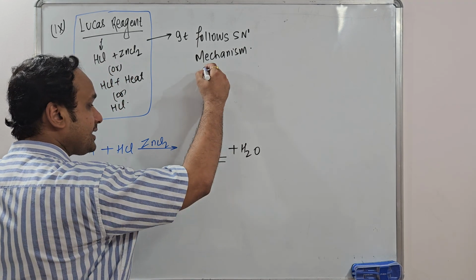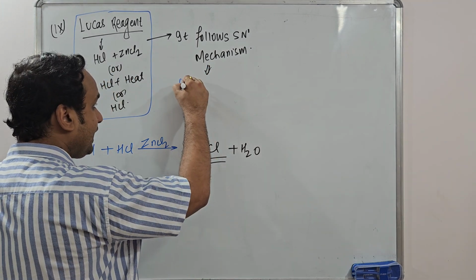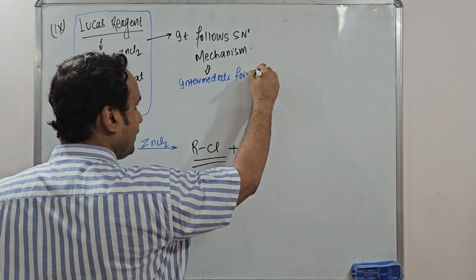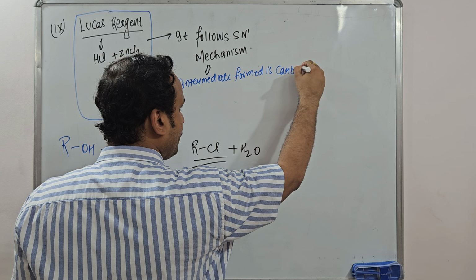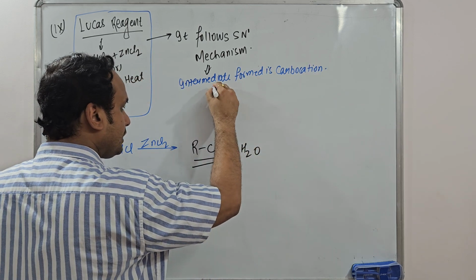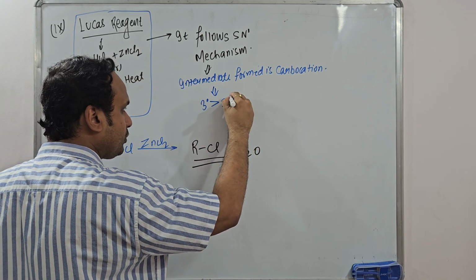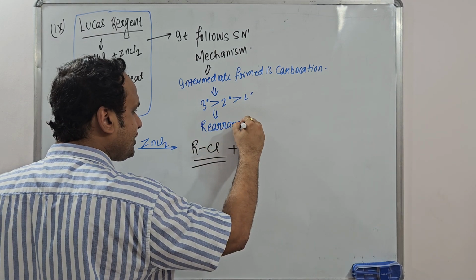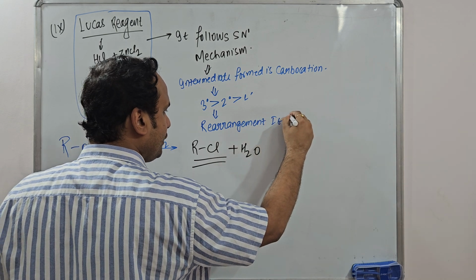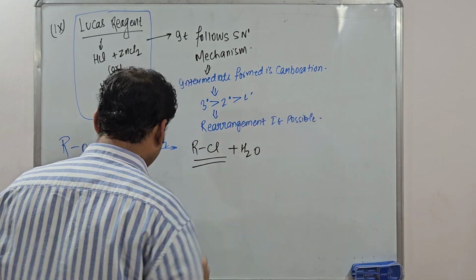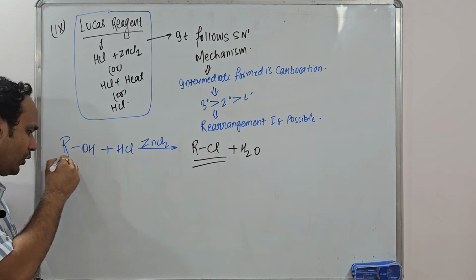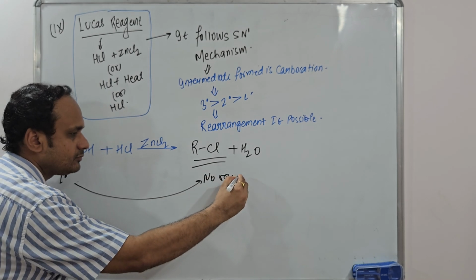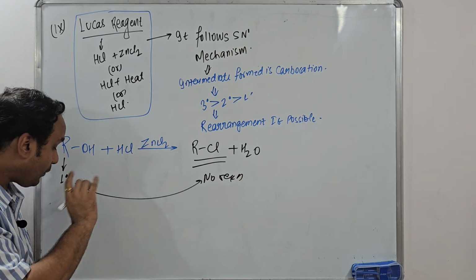It follows SN1 mechanism. It means the intermediate formed is carbocation. It means 3 degree greater than 2 degree greater than 1 degree. It means rearrangement if possible. Now, what is the important point I have dictated over here? Suppose this R is 1 degree, then you will say no reaction, because this will follow SN1. So 1 degree is no reaction.